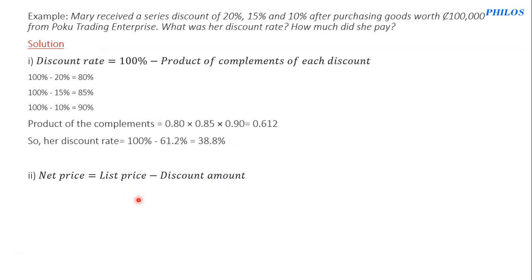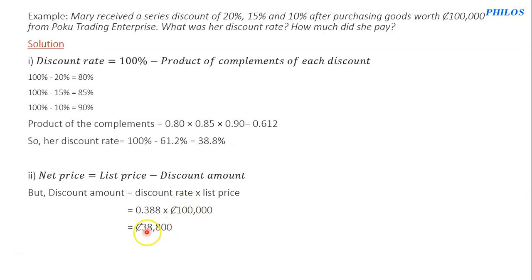So to get a discount amount, recall that discount amount is equal to discount rate times list price. So let's take the discount rate, which is 0.388, and multiply by the list price, which is 100,000. When we multiply that, we get 38,800 cedis. So the discount amount is 38,800.